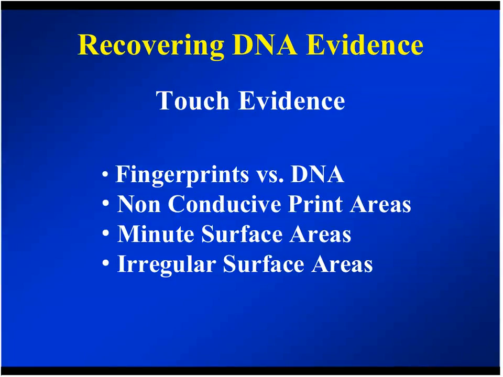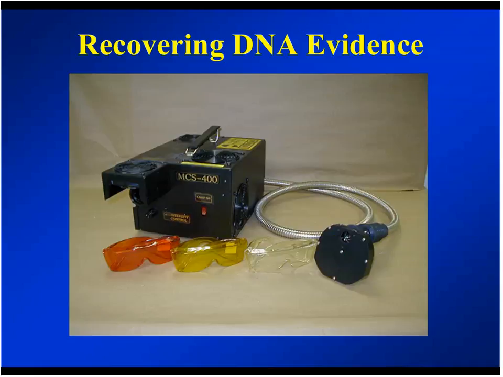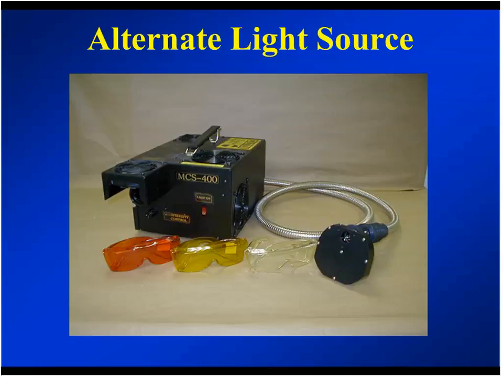If we have minute surface areas, we're thinking DNA. If we have irregular surface areas, we're thinking DNA. What can we use to assist us on these investigations? I'm sure everybody's familiar with the alternate light sources, the crime scopes. We have them, we use them.